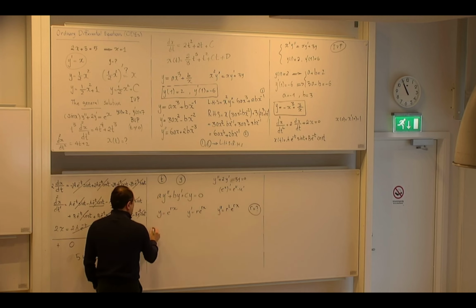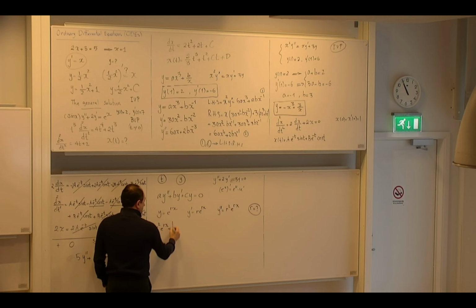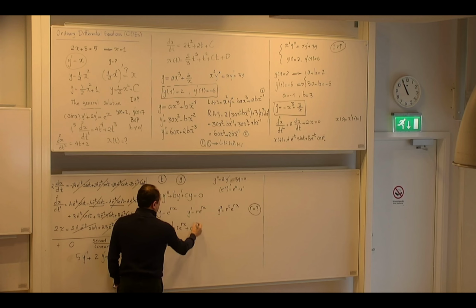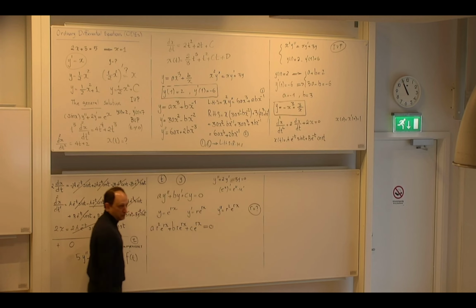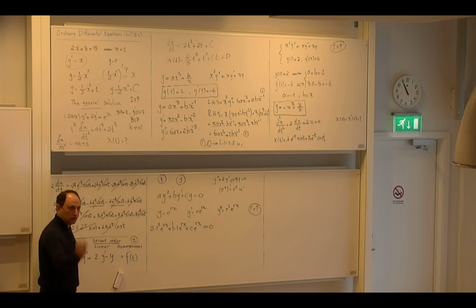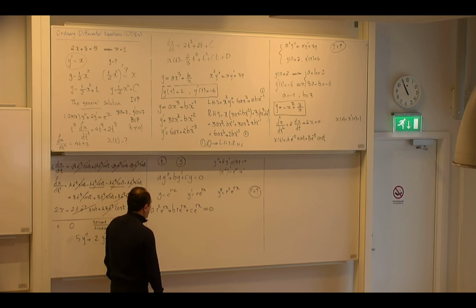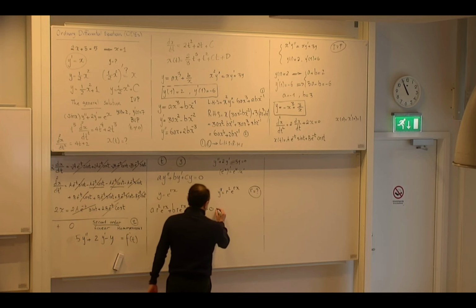It becomes A. Instead of y double prime, I put r squared e to power rx plus b. Instead of y prime, I put r e to the rx plus c. Instead of y, I put e to the power of rx. And I want to make it equal to 0. My demand is to fine-tune r so that, if possible, it becomes 0. But do you think it is possible or not? Let us see.